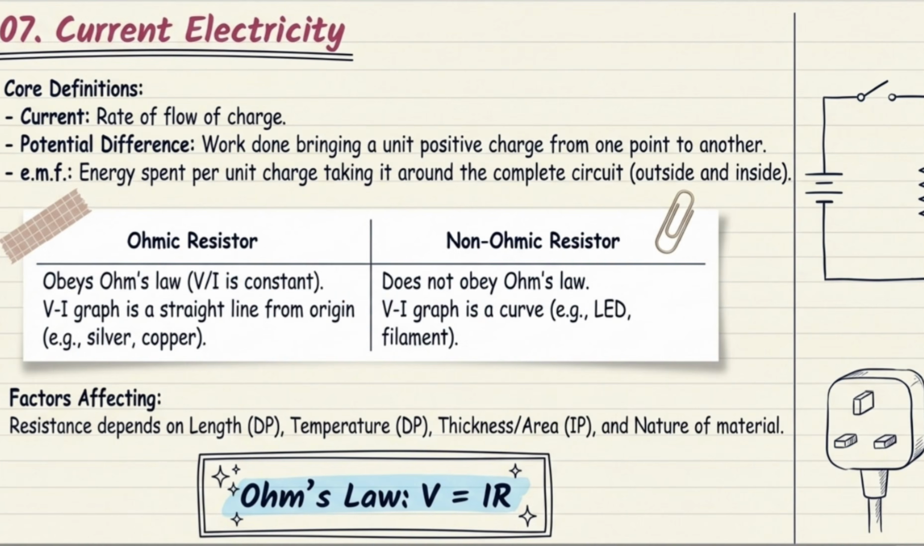Number 7. Electricity. Now let us revise electric current. Electric current is the rate of flow of electric charge. The SI unit of current is ampere. The most important law here is Ohm's law. Ohm's law states, at constant temperature, the current through a conductor is directly proportional to the potential difference across it. The mathematical form is V equals I into R, where V is voltage, I is current, R is resistance. Resistance depends on several factors: length of conductor, area of cross-section, nature of material, temperature. Resistivity or specific resistance depends only on material and temperature.